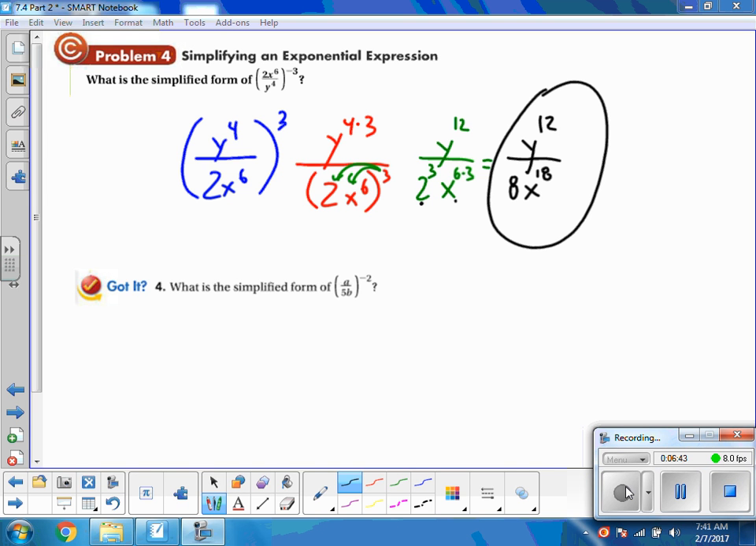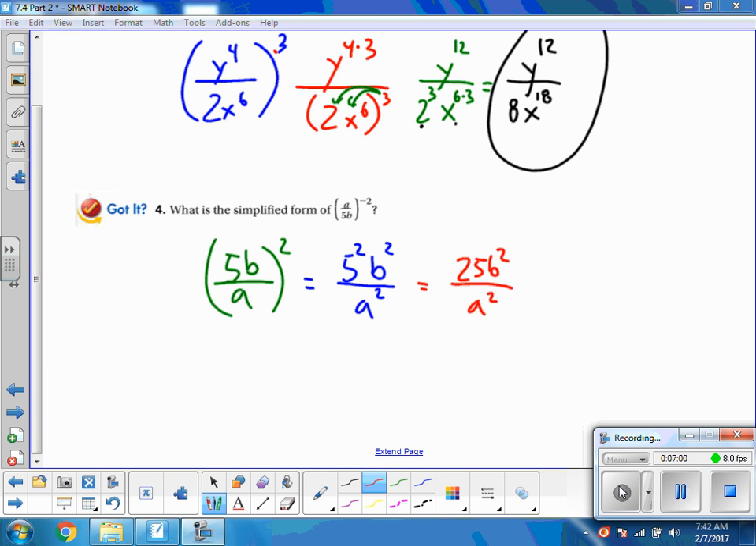So what I'm recognizing right away, and I want you to recognize, is that a negative exponent tells me that if I have a fraction in the parentheses, I can use the reciprocal of it, but I need to change my exponent, my power, to a positive number. All right, I want you to give it a try. Pause. All right, I used the reciprocal, switched it to positive. I distributed the 2 out to every piece in my numerator and every piece in my denominator, and I end up with 25b squared over a squared.